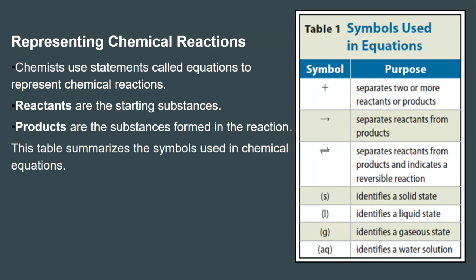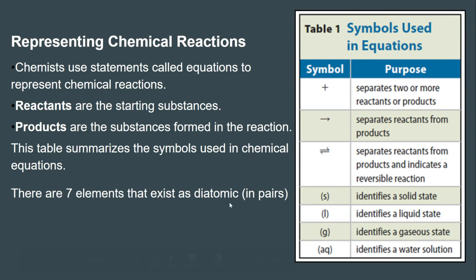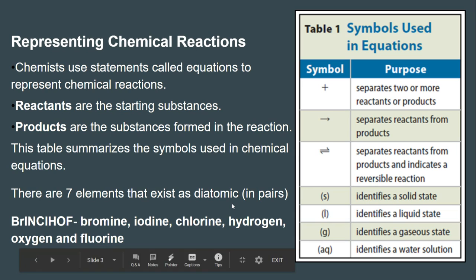Before we proceed on to the synthesis reaction, one thing important to keep in mind is there are 7 elements that exist as diatomics, which means they exist in pairs. Those 7 elements can be abbreviated as an acronym, so it's easy for you to remember, and you can call them the Brinkelhoff: bromine, iodine, chlorine, hydrogen, oxygen, and fluorine exist as pairs. So when you write them, you will write them as Br2, I2, Cl2, H2, O2, or F2.